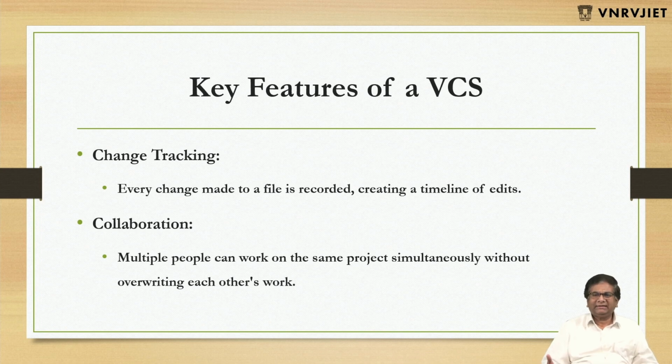Now, what are the key features of a VCS? VCS is nothing but a version control system. As I already told, the first is change tracking. Every change made to a file is recorded, creating a timeline of edits. The second one is collaboration. Multiple people can work on the same project simultaneously without overwriting each other's work. The manual system I was talking about doesn't have collaboration. Change tracking, yes, I did manually, but it doesn't have good collaboration. But version control systems are supposed to provide collaboration as well.